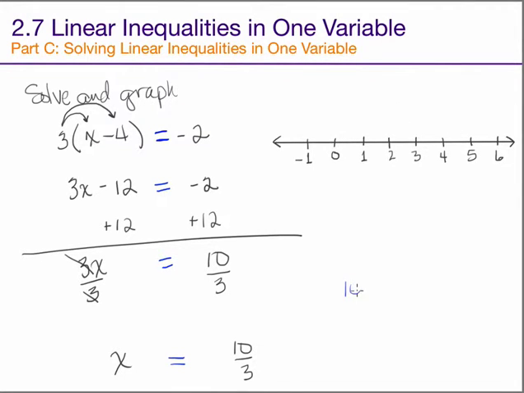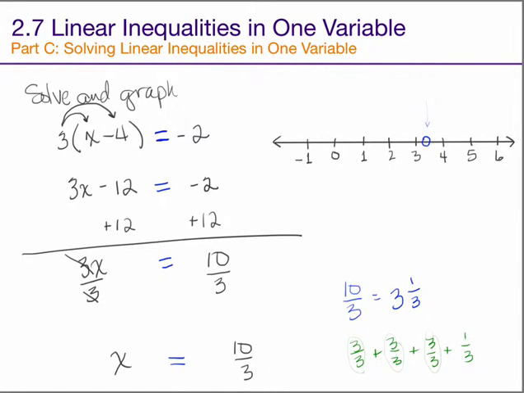I can think of 10/3 as 10 divided by 3 with a remainder of 1. 3 1/3. So that would be about here. So I'm going to put an open circle at that point on the number line. I'll determine in a minute whether or not I need to close that circle. All I'm doing right now is noting the position of my cutoff point, 10/3.